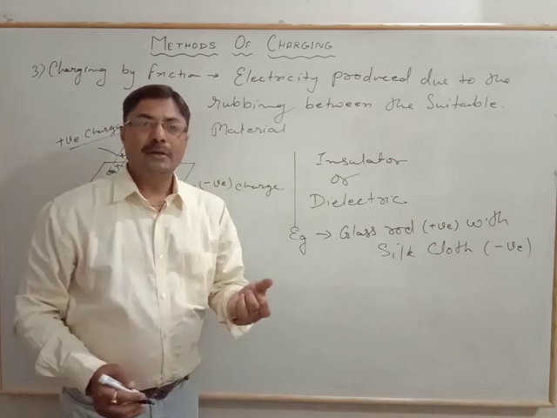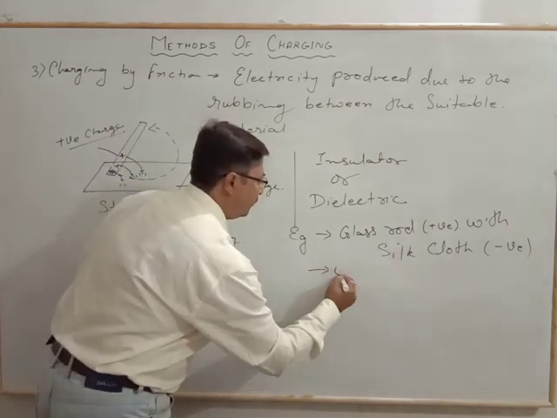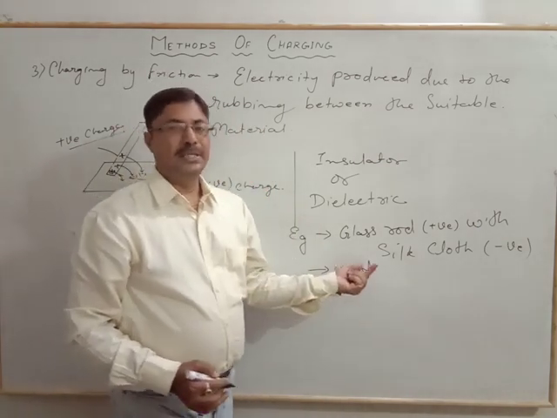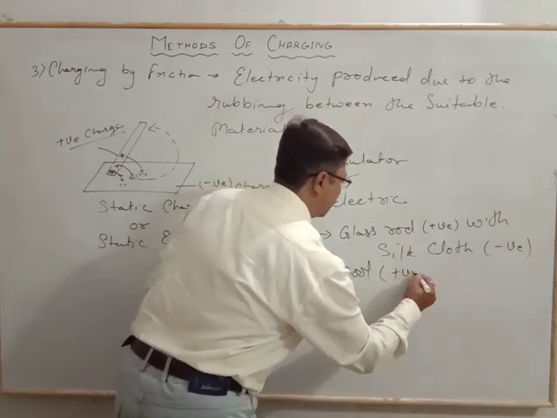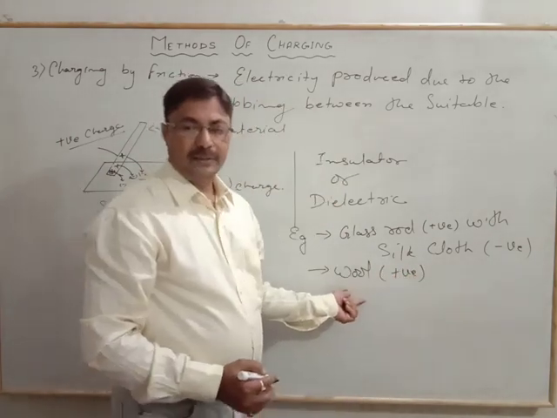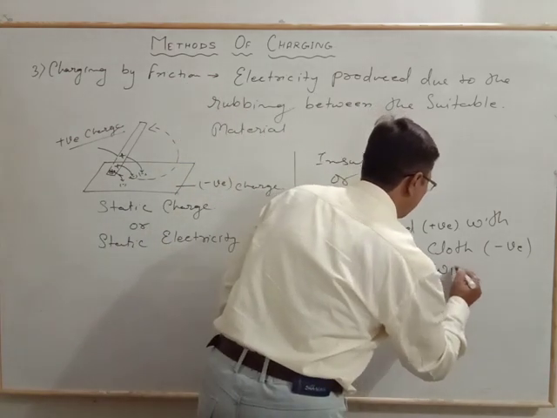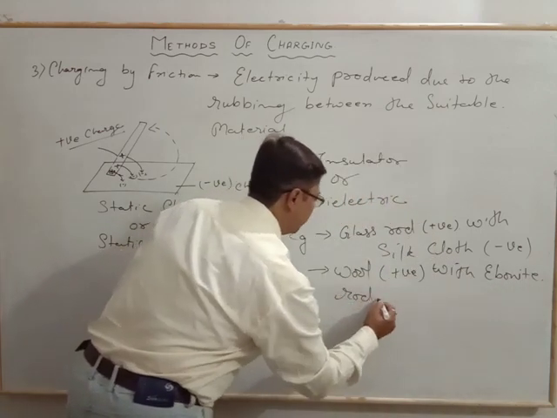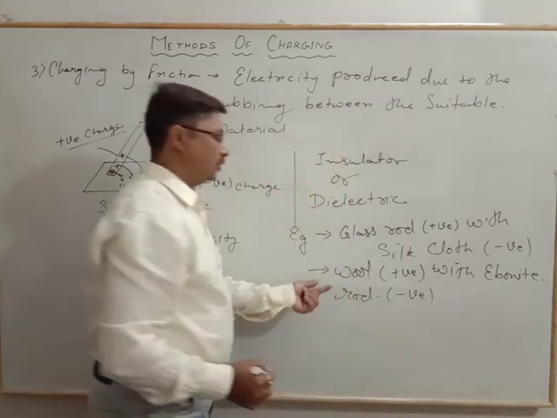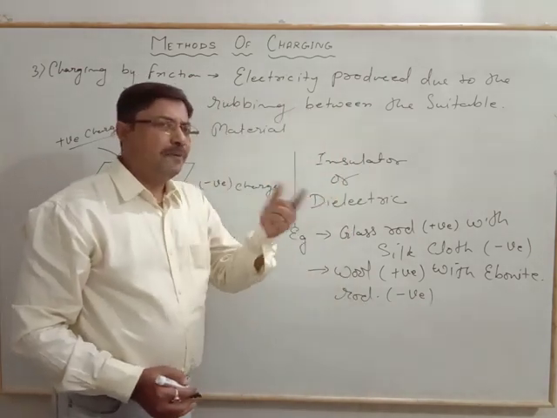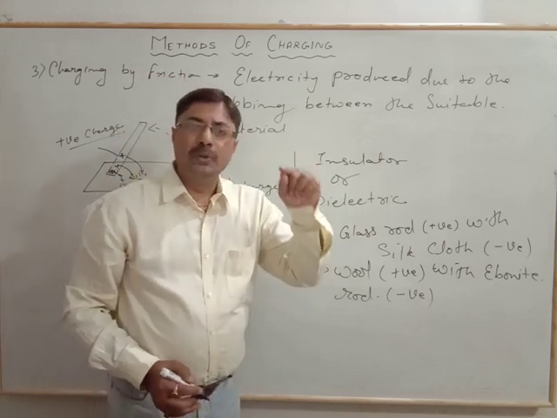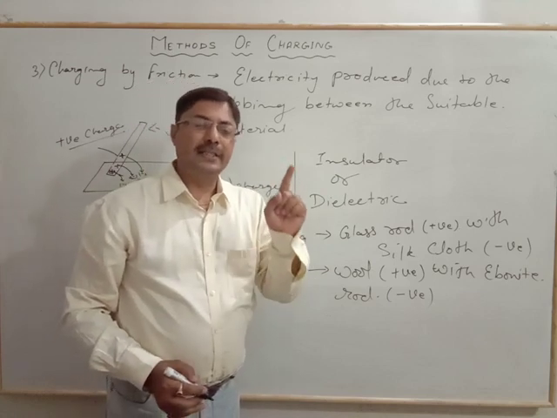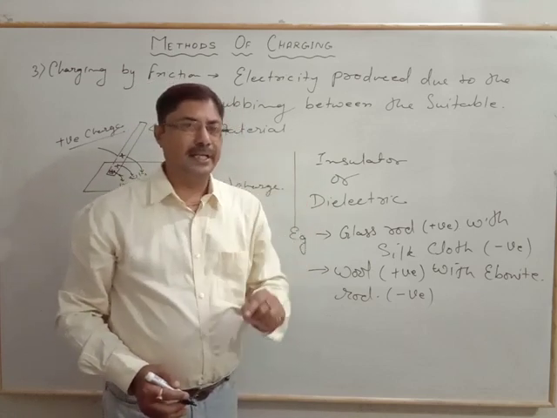Another example is wool or fur, which acquires the positive charge when rubbed with an ebonite rod, which becomes the negative one. So this is another suitability. There are a number of ways we will see. If we comb dry hair, again we find that the dry hair gets the positive charge and the comb gets the negative charge.